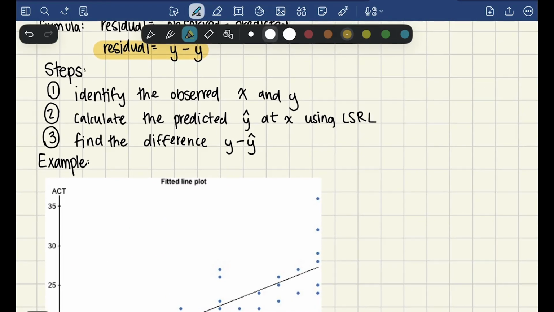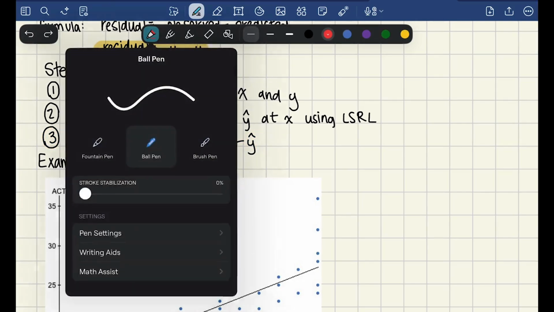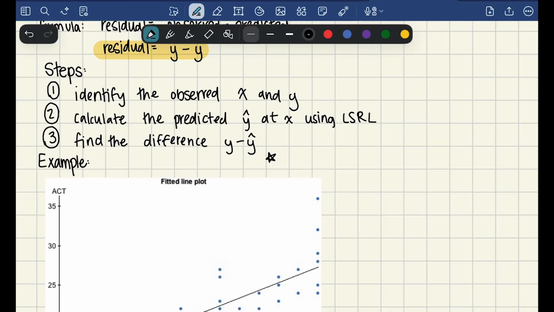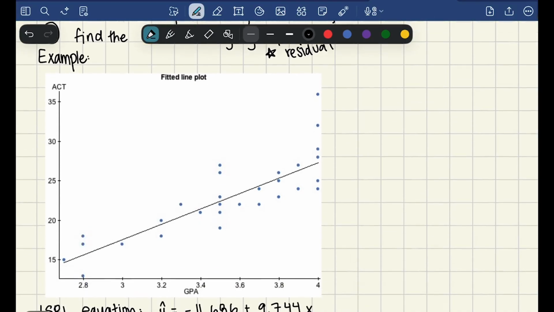I like to think about calculating residuals in 3 steps. Step 1, identify the observed x and y. That's just going to be given to you in the problem, or maybe you're going to find it from a scatter plot. Step 2, calculate the predicted y hat at x using the least squares regression line. And then step 3, find the difference y minus y hat. This step is where you're actually calculating the residual, but you need to do the other 2 steps first before you can actually calculate the residual.